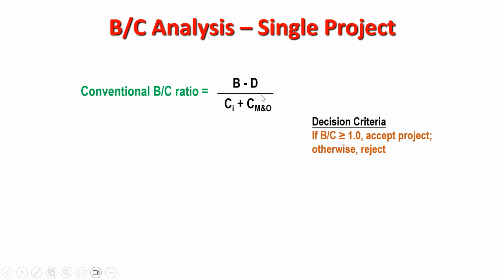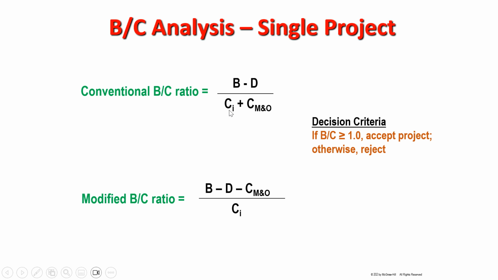And so typically the initial costs will already be at the present, but then the maintenance and operation, the benefits and the disbenefits, those are in the future. So they have to be discounted to the present before they're put into this ratio and combined together. So if the benefits outweigh the costs, then the project is suitable. If they don't, then the project should be rejected. This is the conventional B/C ratio, which is what we'll mostly use this semester.